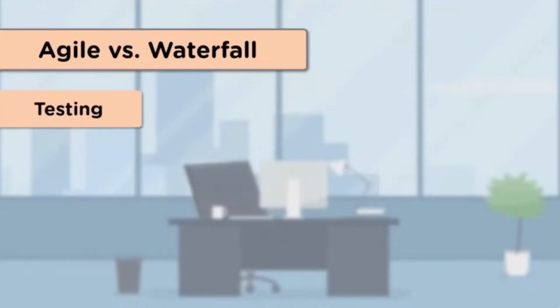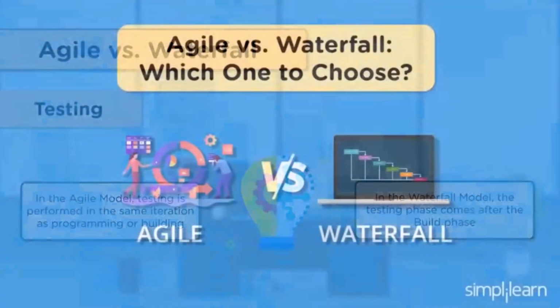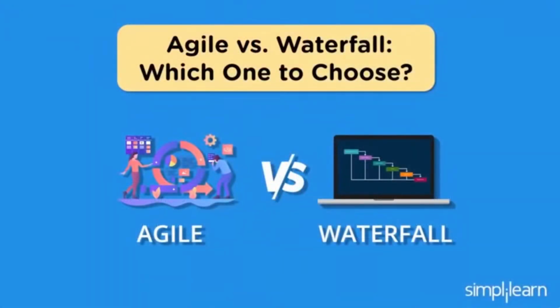The next aspect we will discuss is testing. In the case of agile methodology, testing is performed in the same step in which programming or building of the software is being performed. Whereas in the waterfall model, there is a separate testing phase in which the system is tested, and this phase comes after the build phase. We often come across the question which development model to choose for software development. These contrasts, especially these last three, will help you understand which model will be a better fit for your work.